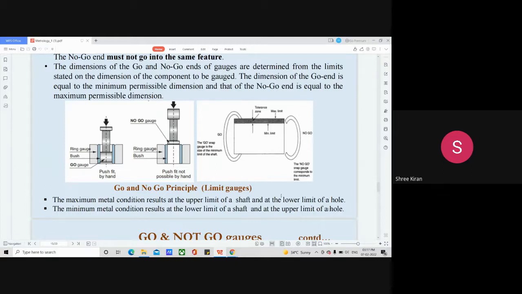So see, this is the no go gauge, it's a ring gauge, bush gauge. I hope you remember the various types of gauges which we have studied. Could anyone of you tell me what are the various types of gauges which we have learned in the class? Anyone of you?